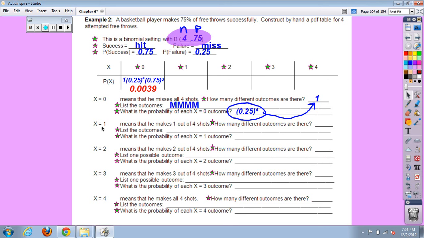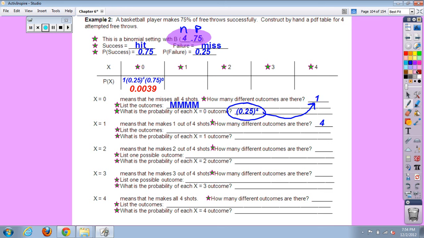Now, if he's going to make 1 out of 4 shots, well, how many different ways are there of the basketball player making 1 out of 4 shots? Well, if you think about it, let's say he makes the 1 shot on his first attempt, or he can make his 1 shot on the second attempt, or the 3rd attempt, or the 4th attempt. So there are 4 different ways that could happen.